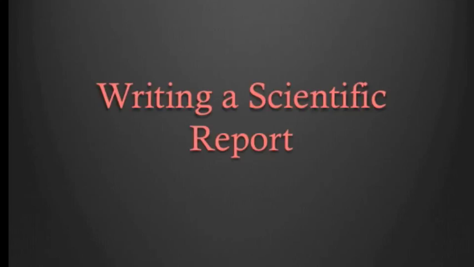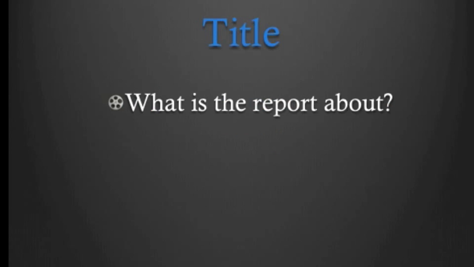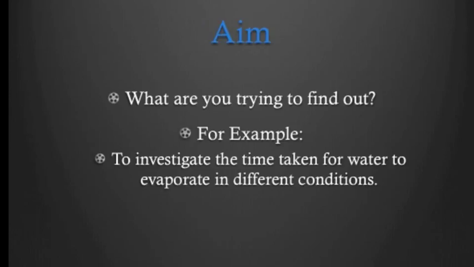There are a number of parts to a scientific report, and they go as follows. The first thing you need to do is provide a title for your experiment. This should give the reader some idea of what your report is about. In your aim, you are letting the reader know what you are trying to find out. This could be something like investigating the time taken for water to evaporate in different conditions.